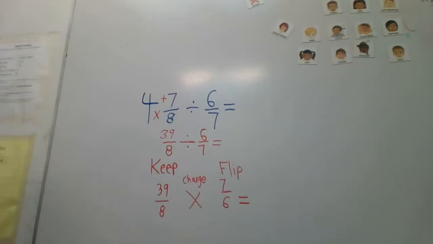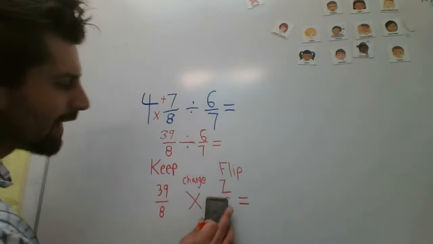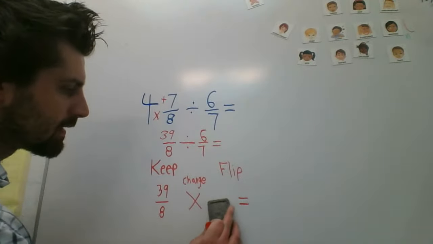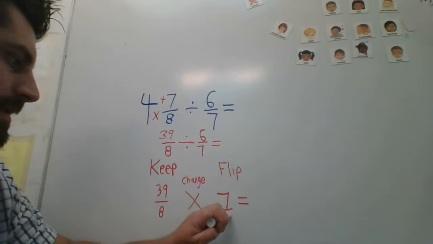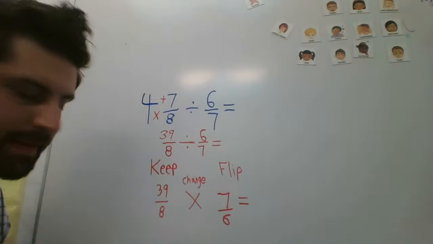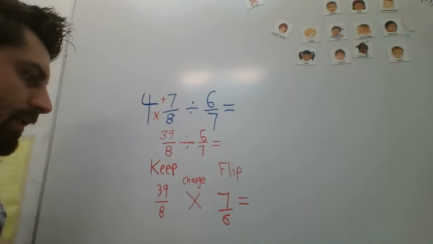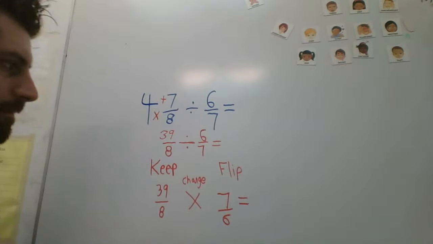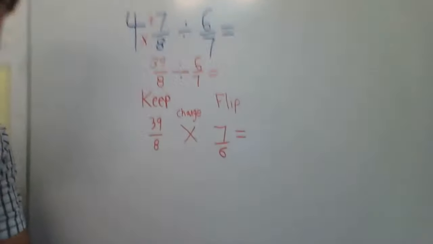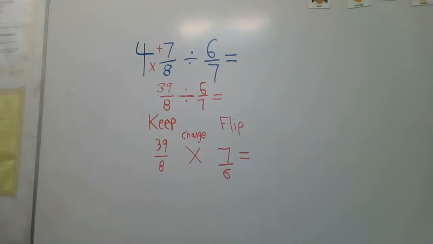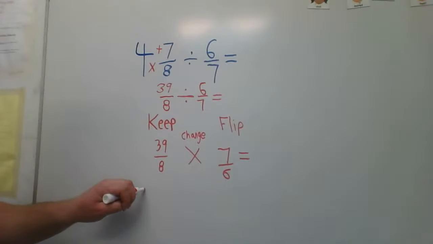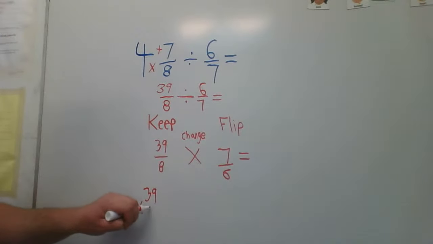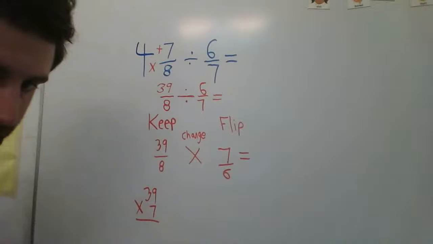Now we are ready to multiply. Again, I'm going to line the fraction up a little bit better. So now we have to multiply our numerators and our denominators. So we have 39 times 7. I'm going to multiply the numerators first.